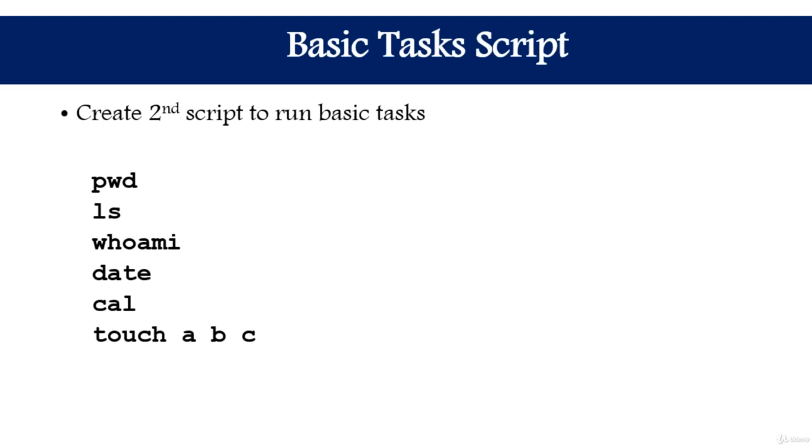And the last one, I want to create three files in the directory that I'm logged in. Those files are A, B, C, and the command we will use to create them is touch. So it's just that simple, and that script will run sequentially. If you remember, the first one is pwd, then ls, and so on.